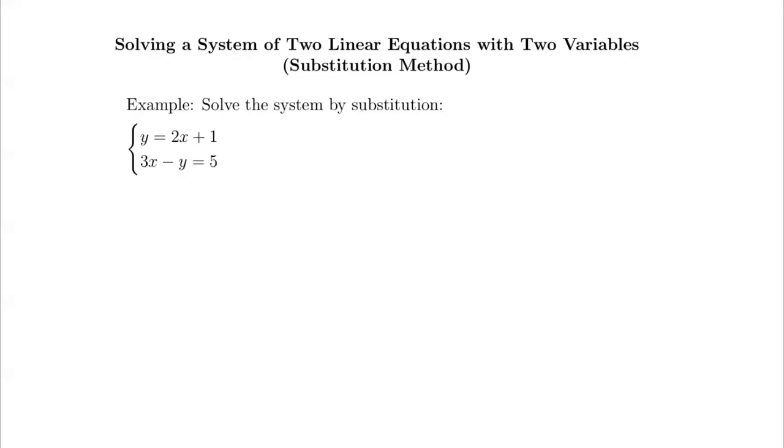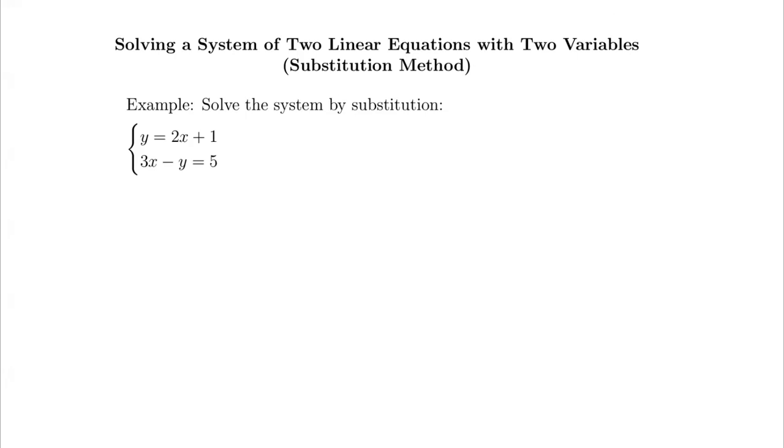Let's consider the method of substitution for solving systems of linear equations in two variables. The first example that we have is y = 2x + 1 and 3x - y = 5. This is a system of linear equations in two variables. So we have two equations and two variables.